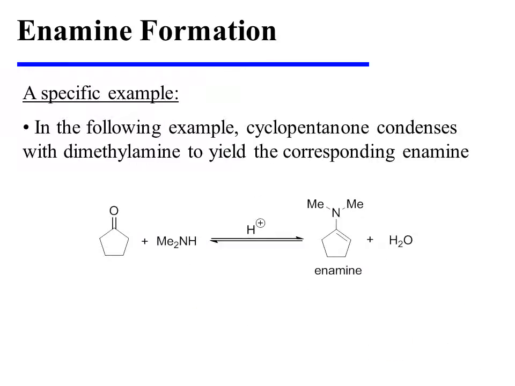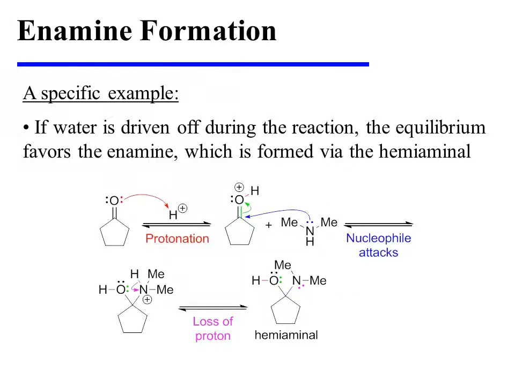Now let's examine a specific example. In this example, cyclopentanone undergoes condensation with dimethylamine to yield the corresponding enamine. If water is driven off during the reaction, the equilibrium favors the enamine, which is formed via the hemiaminal. The hemiaminal is produced when the carbonyl oxygen is protonated, and the amine subsequently attacks the electrophilic carbonyl carbon.